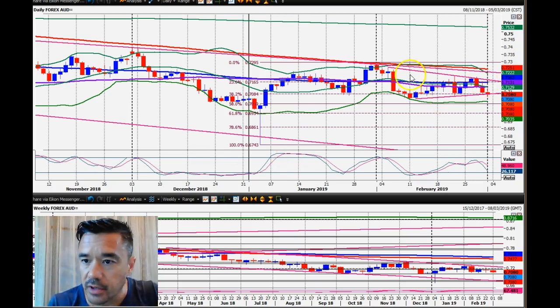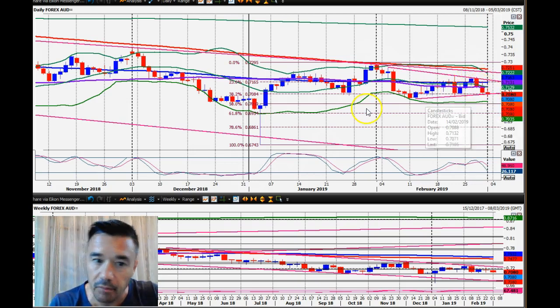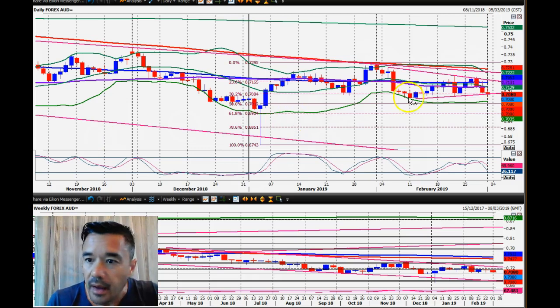Okay, it's been really tricky. We've just gone sideways here, as you can see. February's been a very dull month. Certainly no trend that you could ride for more than 2 or 3 days. We're up, we're down, we're retracing the move, then we're retracing this move, then we're retracing the previous move up. So pretty dull.